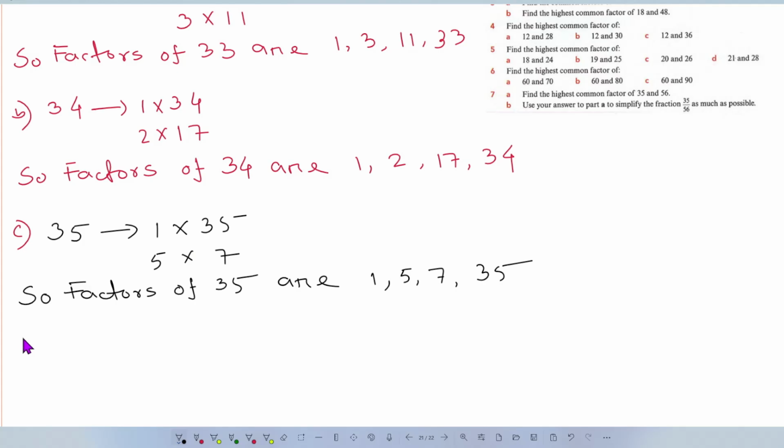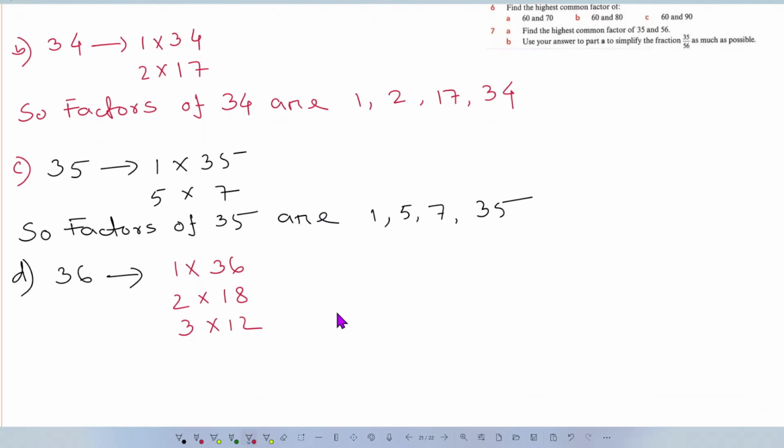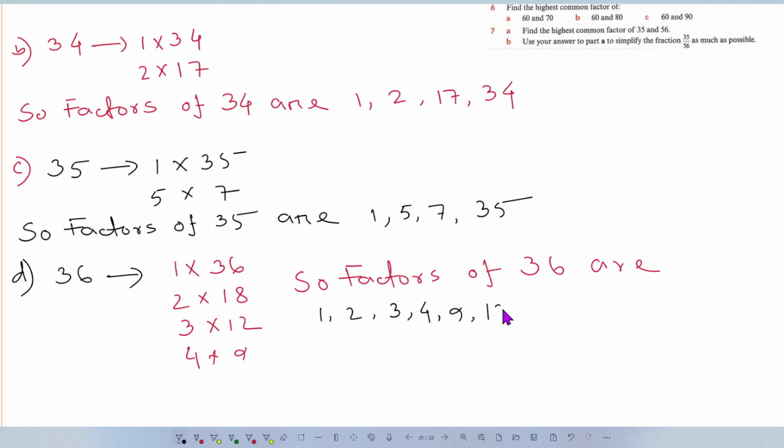Then number D, 36. This one is 1 times 36, 2 times 18, 3 times 12, then 4 times 9, it's enough. So we can write the factors of 36 are what? 1, 2, 3, 4, 9, 12, 18, 36.